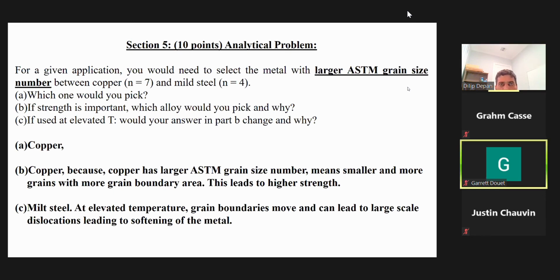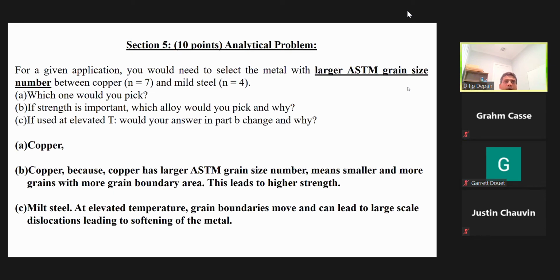Yes. So elevated temperature means at half of the melting temperature of any material. It doesn't matter whether it's copper or steel or any material. If it has been used at half of its melting temperature, then at that point the grain boundaries will start to move. That will lead to the softening of that metal, and that situation will decrease the strength of that material.